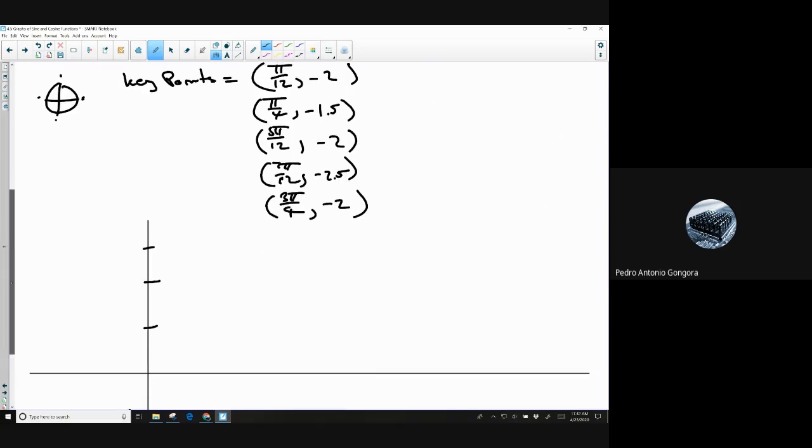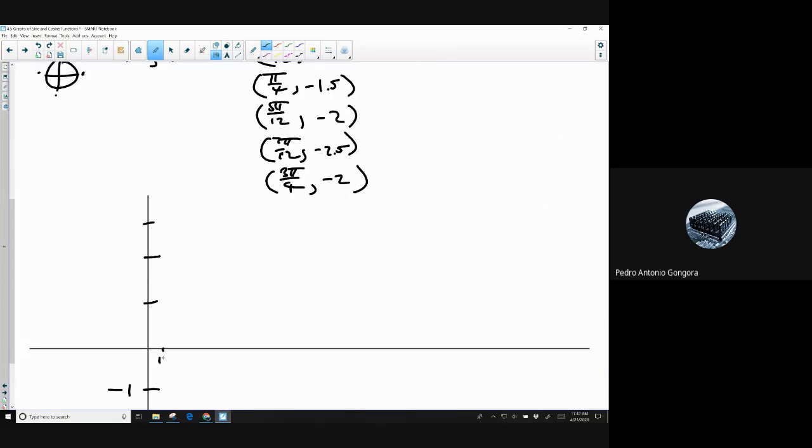Pi over 12. That's pretty small, so let's keep it right in there. Then the next one would be pi over 4, then 5 pi over 12, and then 7 pi over 12, 3 pi over 4. Next one, we keep adding a quarter period to get two complete periods: 11 pi over 12. These should all be the same, so don't space them out too much.